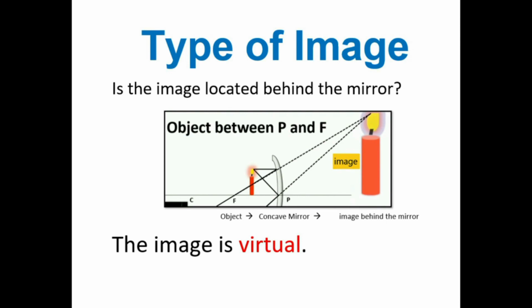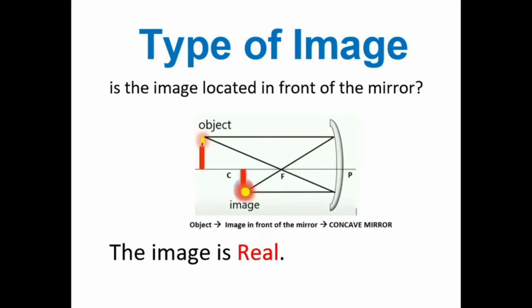Type of image is based on the location of the image. We look at the location of the image. Is it behind the mirror? Then it is virtual. Is the image in front of the mirror? Then the type of the image is real.